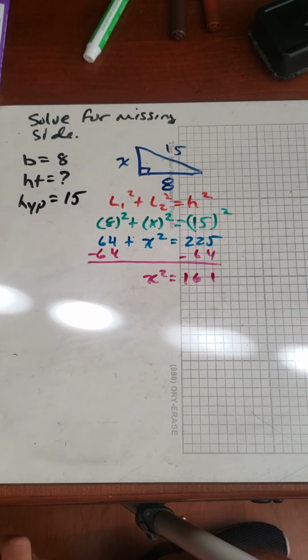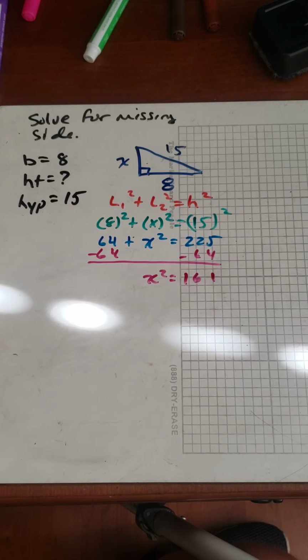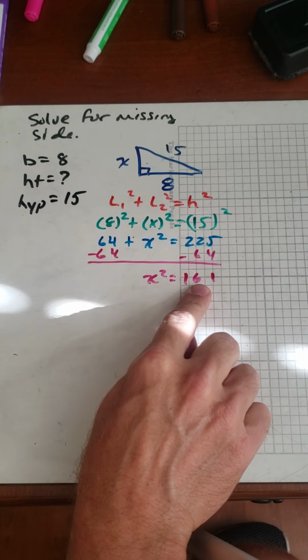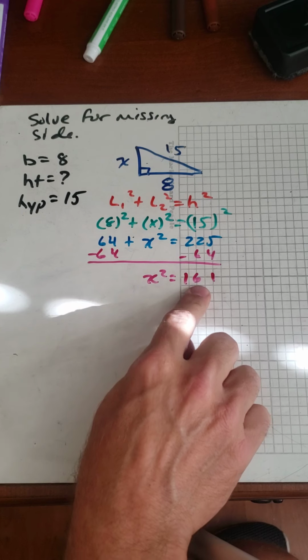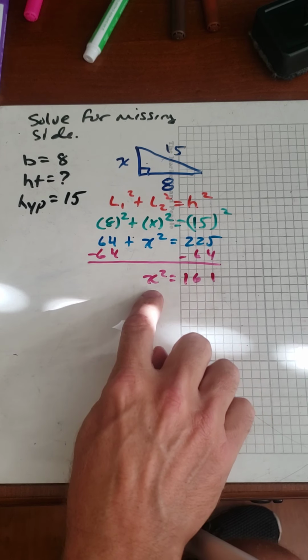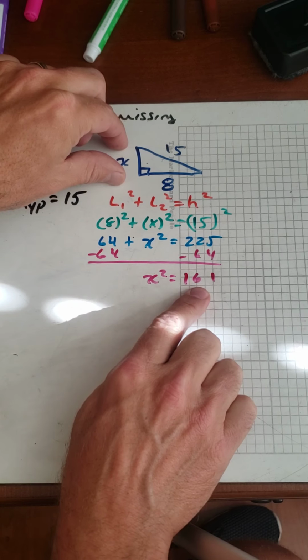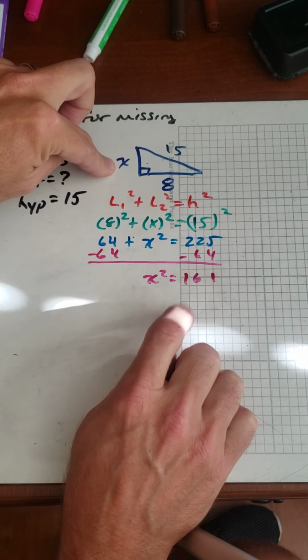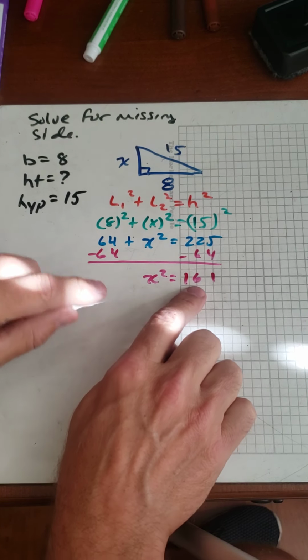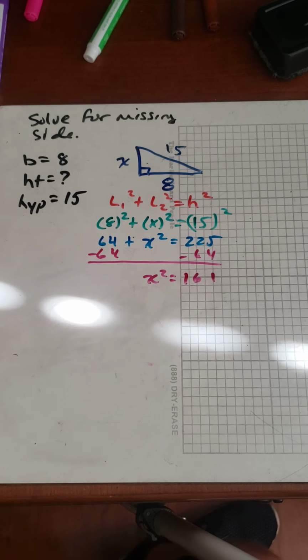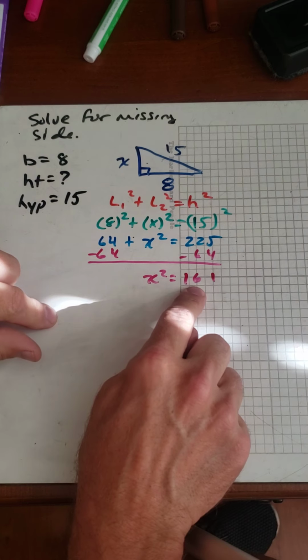All right? So I don't care what x squared equals. I care what multiplies to give me 161. I'm trying to find out how high this is. The height of this is not 161. The height of this is the square root of 161, right? So what times itself gives me 161?